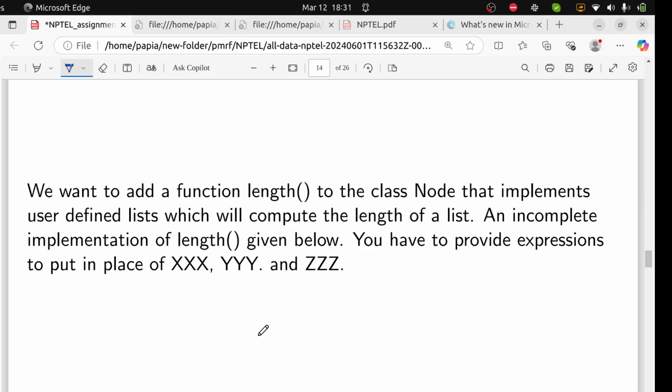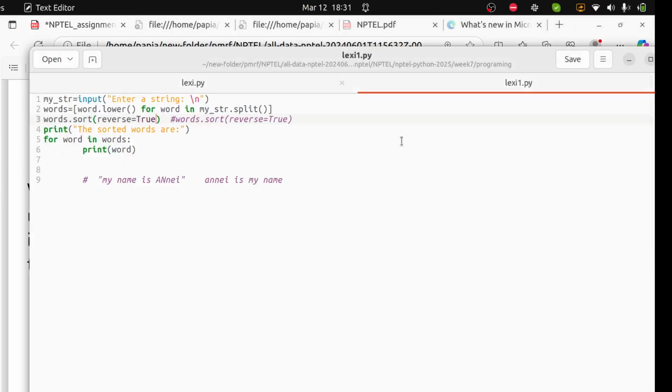Hello. Madam, actually in the previous code I have a small doubt. Can you just go to the code? Yes. Okay. Madam, in the second line, you have written words is equal to bird dot lower, right? So is word a keyword of Python, or is it a normal user-defined thing?